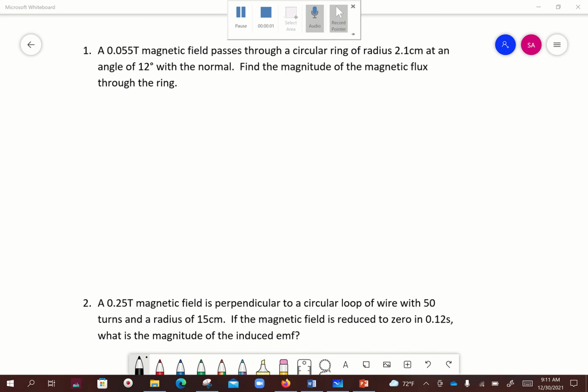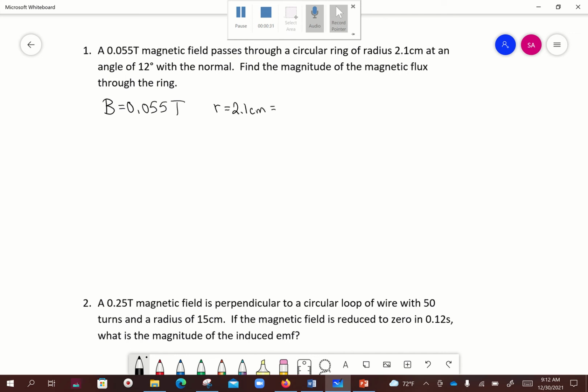So Module 6 is on Faraday's law and magnetic induction. Let's start off by first defining a problem with magnetic flux in it. We have a magnetic field of 0.055 Tesla. Let me go through and we'll grab everything as we go. So magnetic field, that's B, 0.055 Tesla, passes through a circular ring with a radius of 2.1 centimeters.